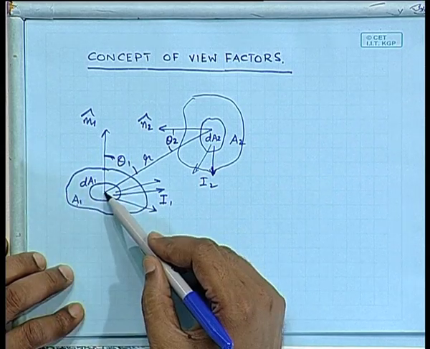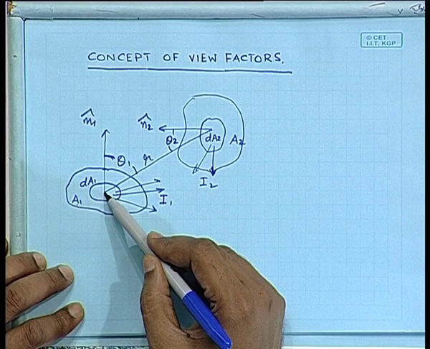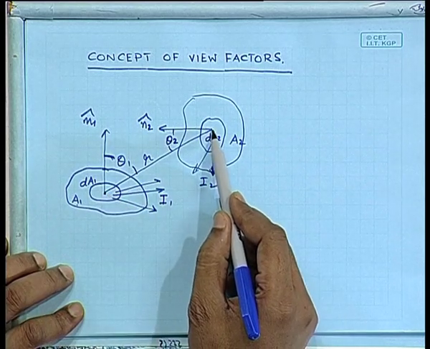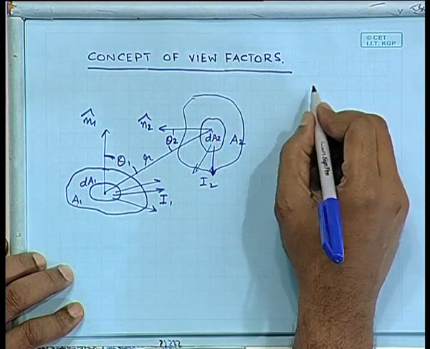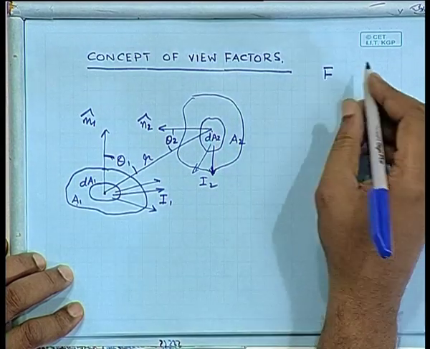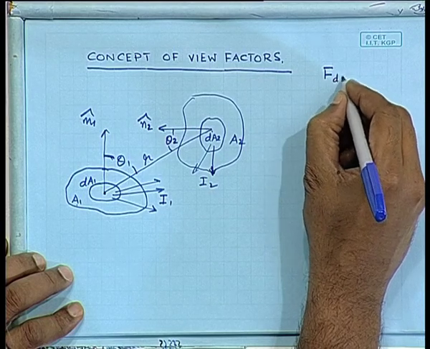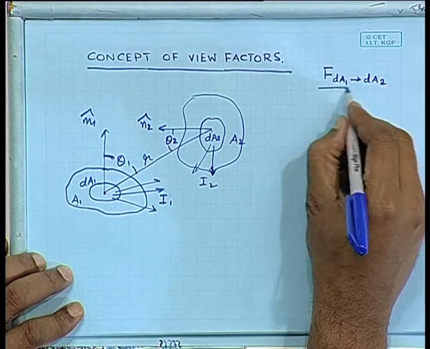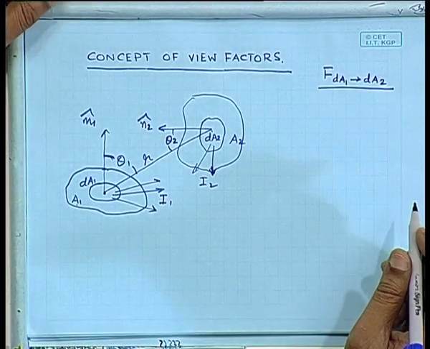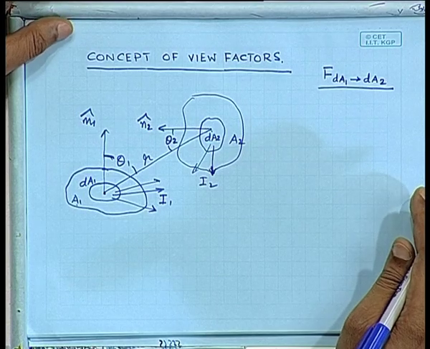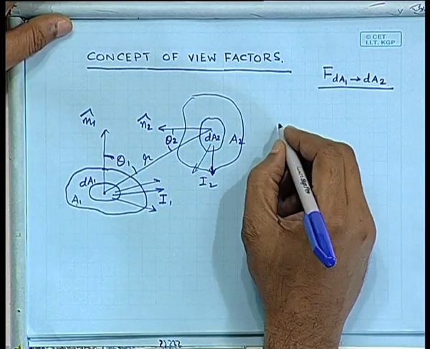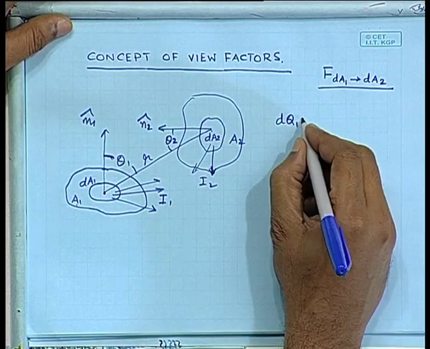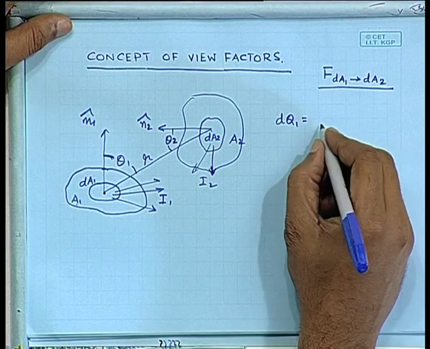We would like to find out what fraction of energy emitted by dA1 is going to be directly intercepted by the differential area element dA2. So, I am trying to find out what's going to be F, that is the view factor between dA1 and dA2. That is the view factor, or fraction of energy emitted by dA1 that is going to strike dA2 directly.